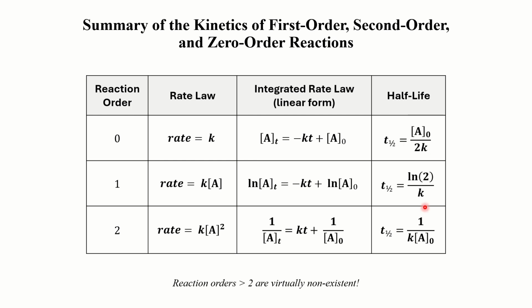As mentioned, here are the half-life equations for zero and second order. So to review, with a zero order reaction, the rate law is simply rate equals k. The integrated rate law is [A]t equals negative kt plus [A]0, and the half-life equation is t1/2 equals [A]0 over 2k. First order is summarized here. We've talked about this. And second order is summarized here. The half-life equation is t1/2 equals 1 over k times [A]0. Reaction orders greater than 2 are virtually non-existent, and so we will not consider them here in our kinetics lecture.